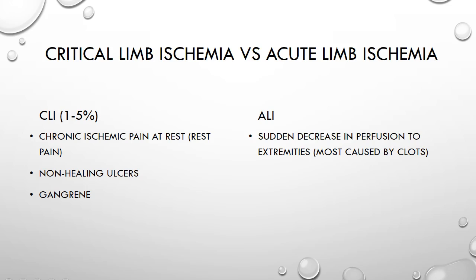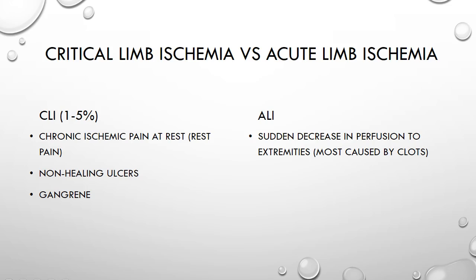Up to 5% of the population with peripheral arterial disease are going to have what's called critical limb ischemia. Critical limb ischemia is chronic ischemic pain at rest. Please do not confuse rest pain and intermittent claudication. Rest pain is something that needs to be dealt with immediately, almost. It's a sign that there's some sort of significant arterial insufficiency going on. Those with chronic limb ischemia are also going to have non-healing ulcers and gangrene. Why? Because they are not getting the circulation that they should be.